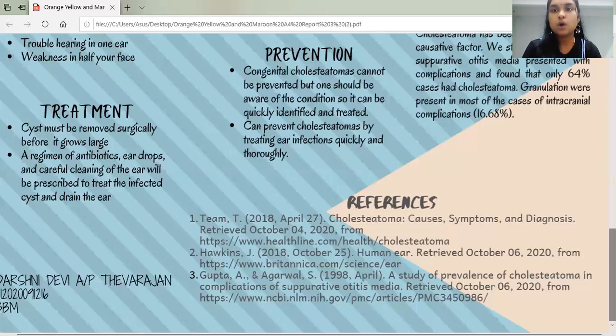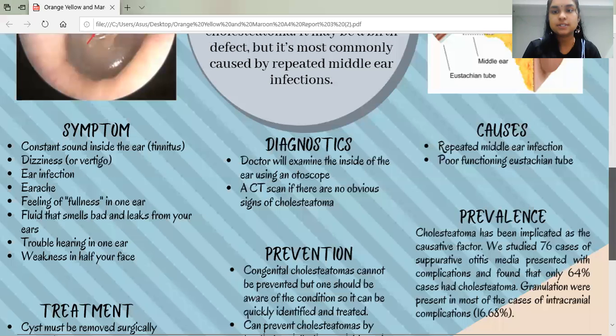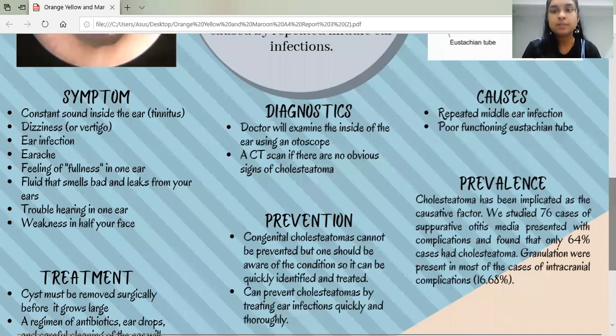Now let's look onto the prevalence of this disease. Cholesteatoma has been implicated as the causative factor. We studied 76 cases of suppurative otitis media presented with complications and found that only 64% had cases with cholesteatoma. Granulation was present in most of the cases of intracranial complications, which carries a percentage of 16.68.